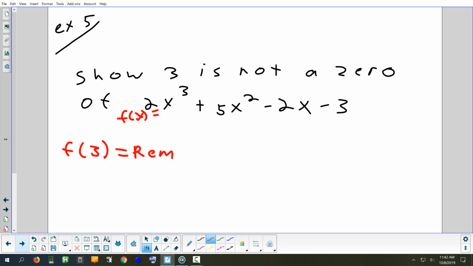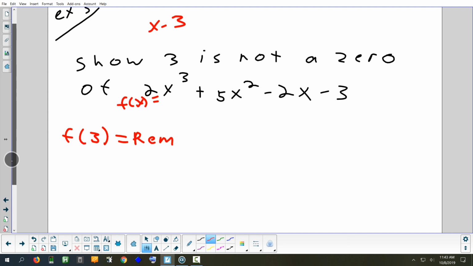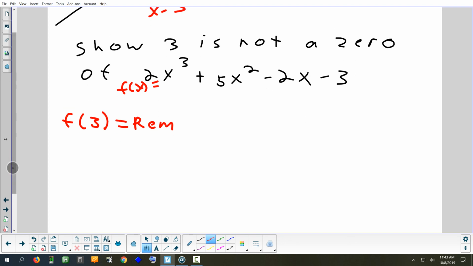How we just did it. To show that 3 is not a 0, show that this is not a factor. Well, to show that x minus 3 is not a factor, just use synthetic division and see what you get. Again, I guess we could do it both ways because it doesn't take that long.